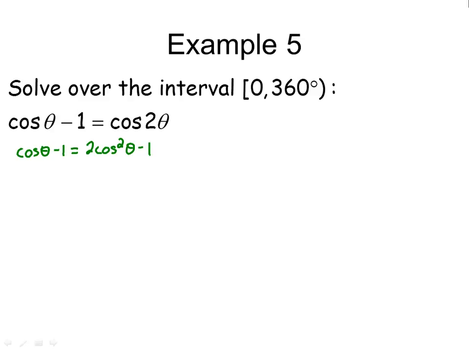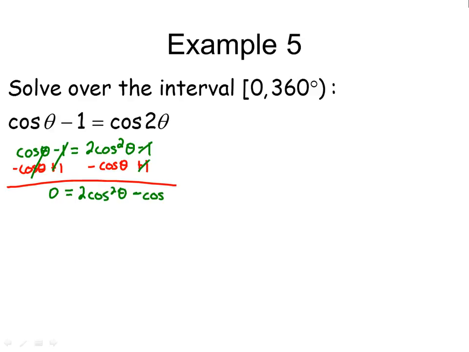Now, this is quadratic, right? So you know everything has to be set equal to 0. Typically we would take everything to the left, but I'm going to take everything to the right. Let's subtract cosine theta and add 1. So now everything goes to 0 over here, and on the right-hand side, the 1's go away, and I'm left with 2 cosine squared theta minus cosine theta. You can't put those together. One's squared, one's not.